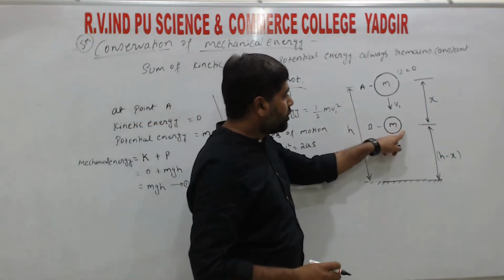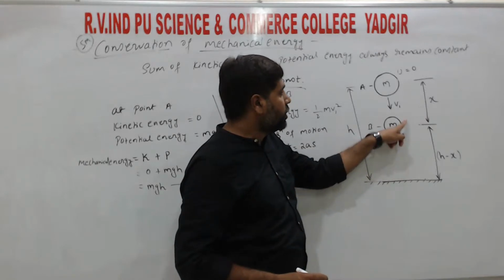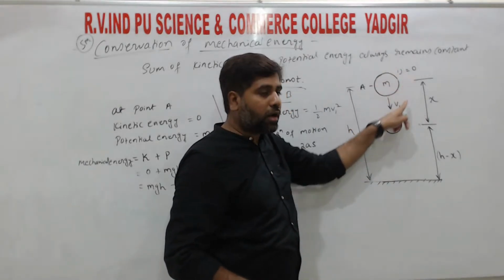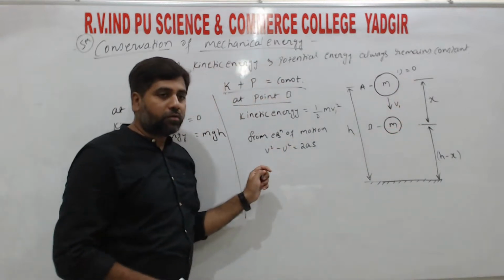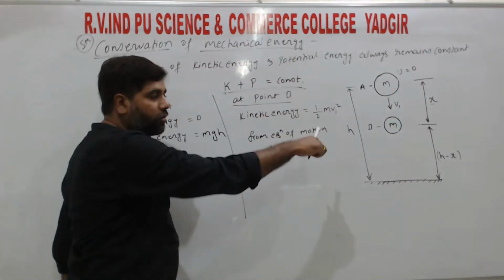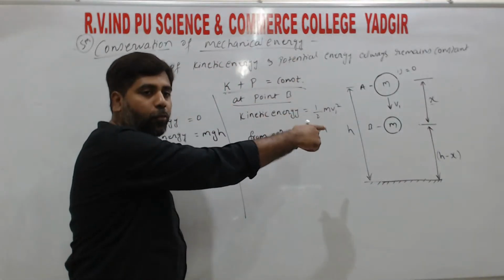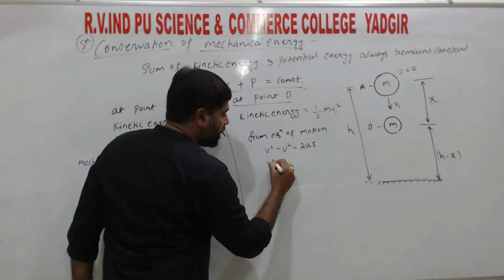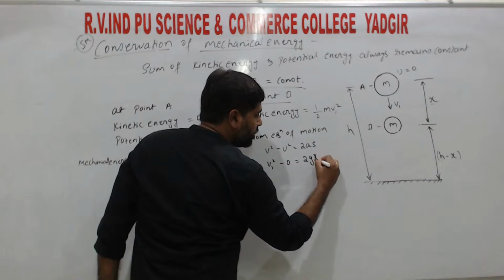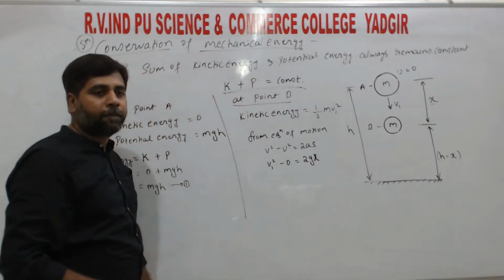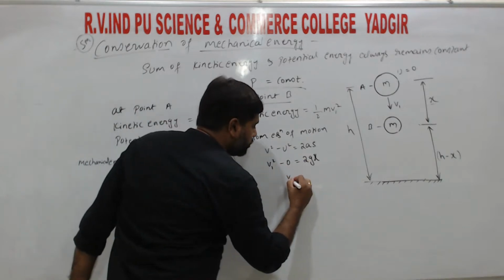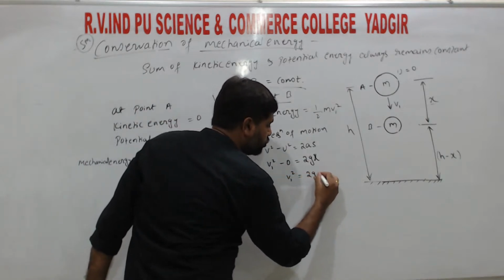Here v1 is the final velocity, u is the initial velocity. So the initial velocity is 0 and the final velocity is v1. It covers the displacement x. Since the motion is vertically downward, the value of g is positive. So v1 square minus 0 equals 2gx, right? So v1 square minus 0 is v1 square. So the v1 square value is 2gx.